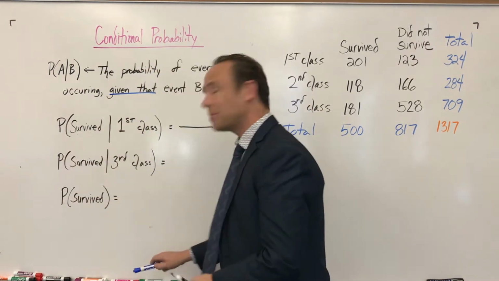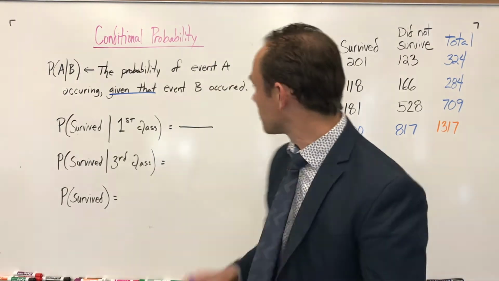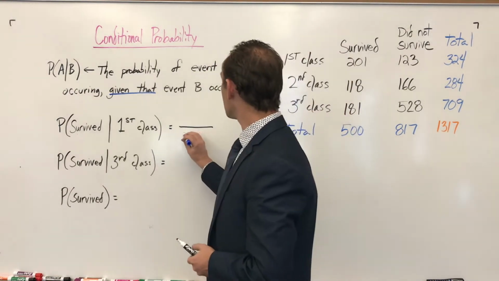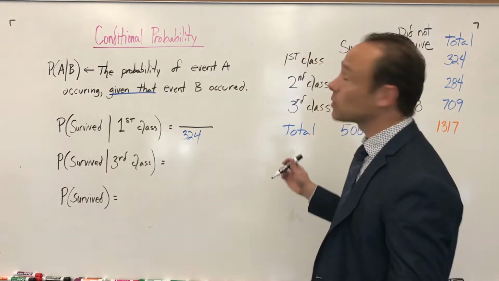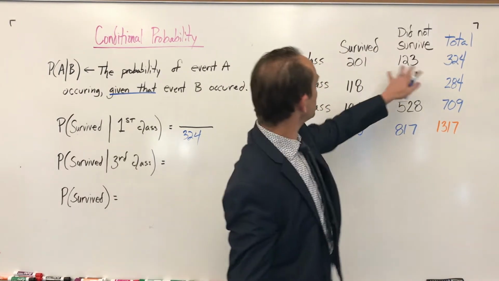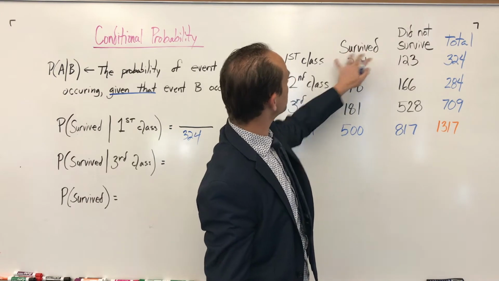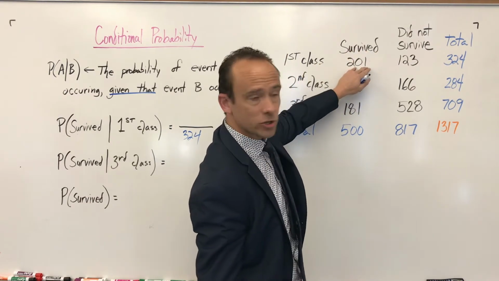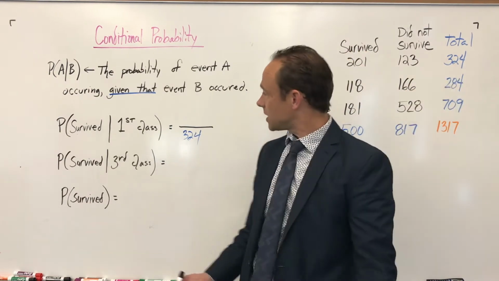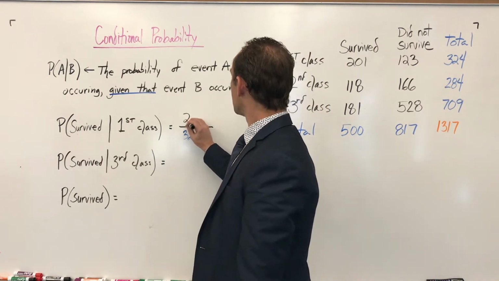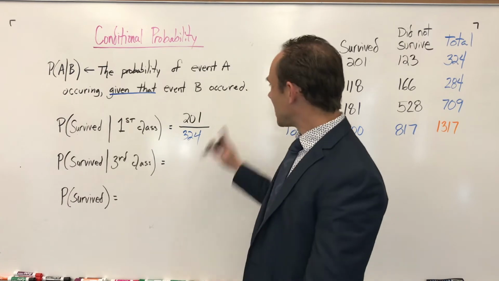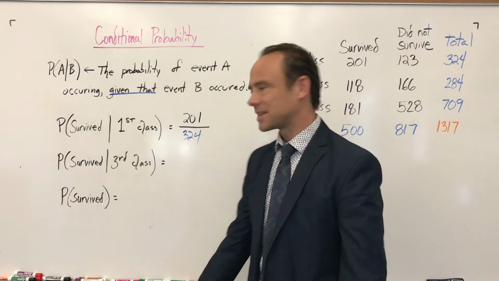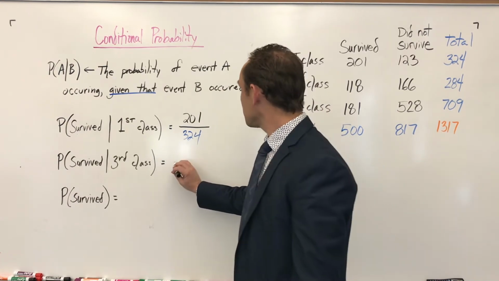And so the denominator is not going to be the whole boat. The denominator is just the number of people in first class, at which point you have to say, well, how many survived? Okay, so here's our survived category. There's first class, so 201 out of the 324 survived. Beautiful. I'm going to put it to a decimal in a second. I'm just going to move on with fractions for now.